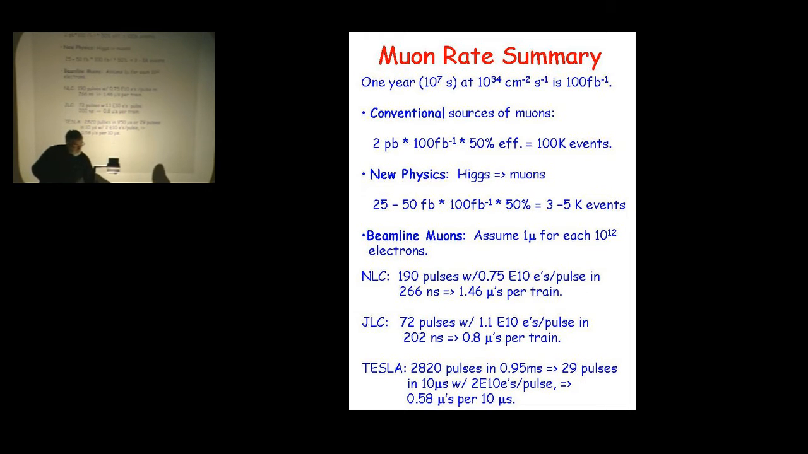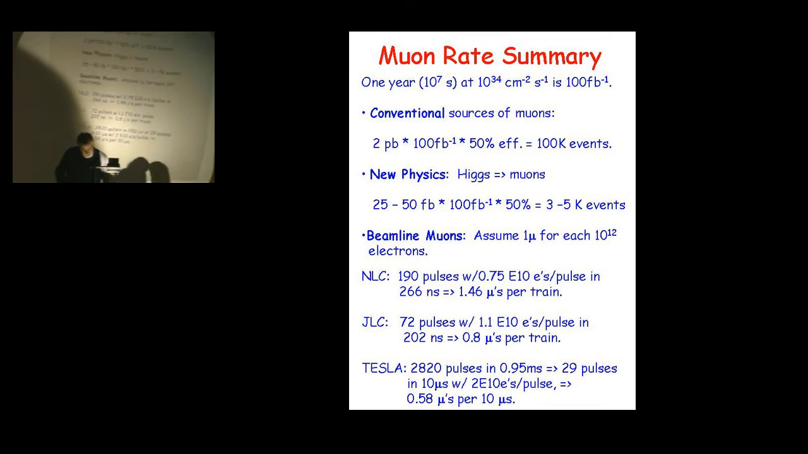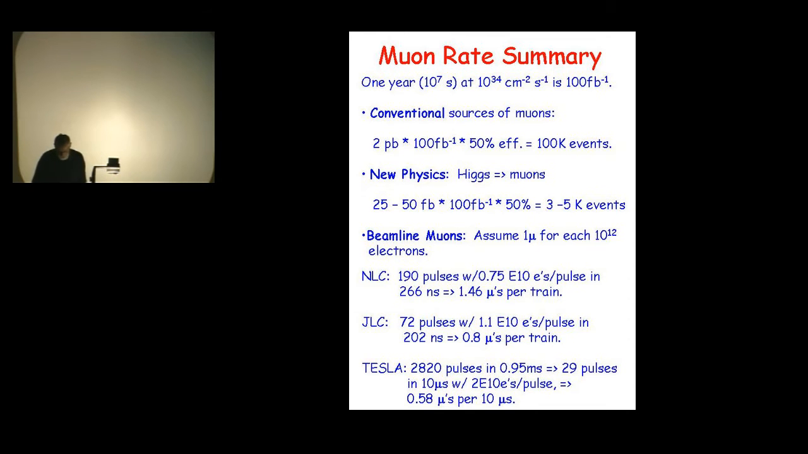And I've just taken an example, which is 10 microseconds. So there are 20 pulses in 950 microseconds. So in 10 microseconds, there's a small fraction of this, 29 pulses. And at 2 times 10 to the 10th electrons per pulse, that gives you about a half or a little more muons per pulse. So that would not seem to be a problem.